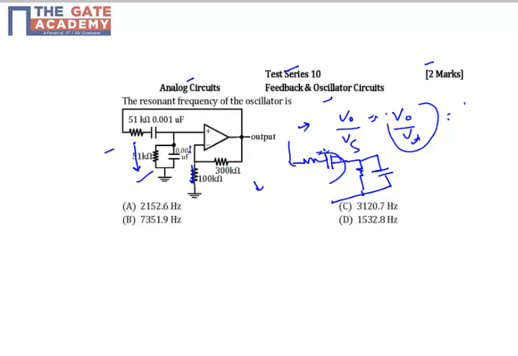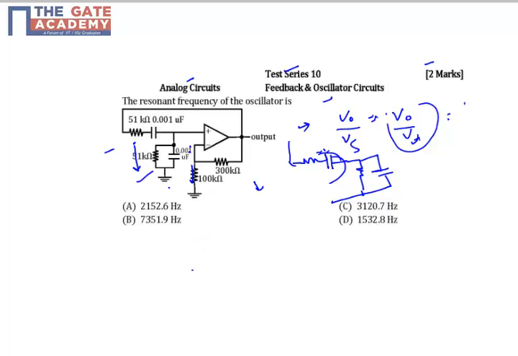If there are some other capacitors also there, then we might need to find out the basic transfer function and put the imaginary part equal to 0, which is a time taking process. So basically this circuit we can directly relate to the Wien bridge oscillator. So these kind of tricks you need to use in the GATE examination to save the time.